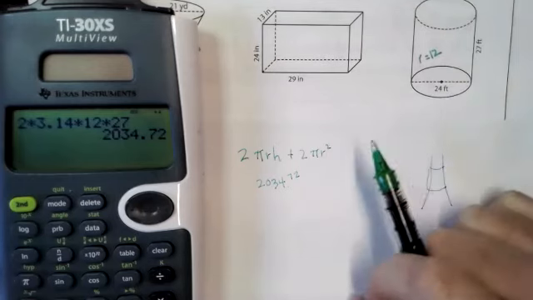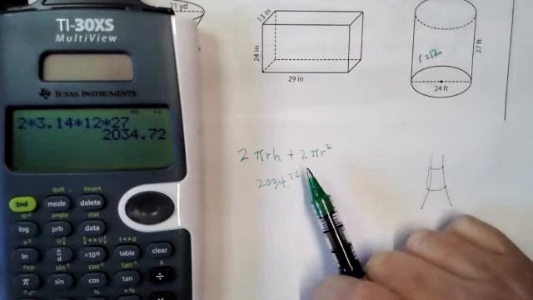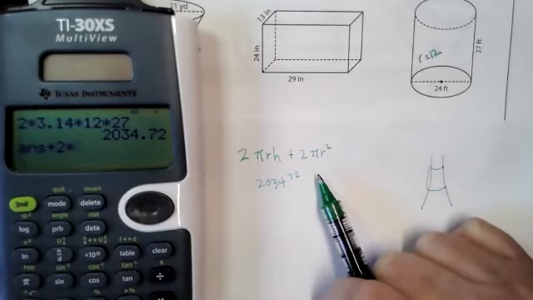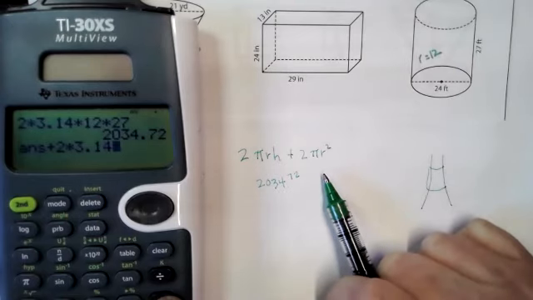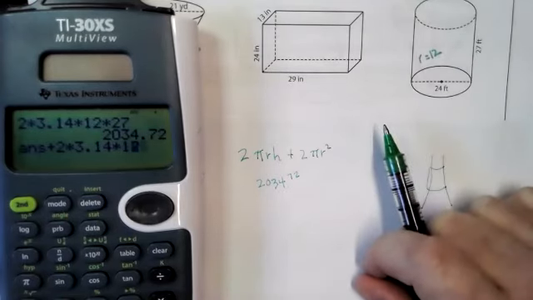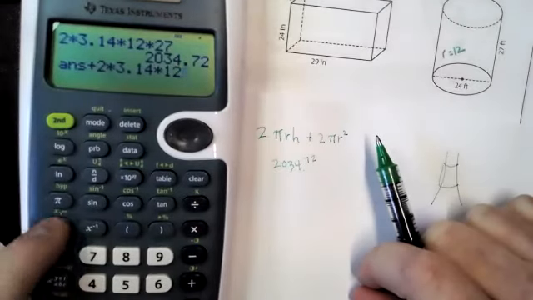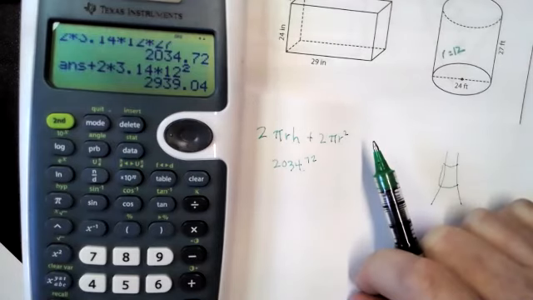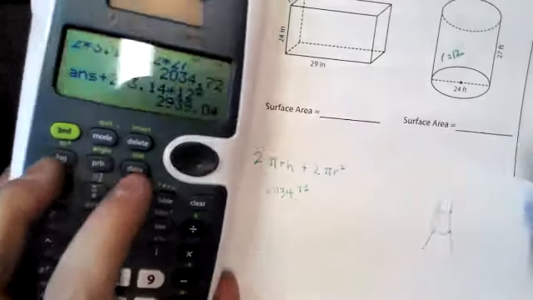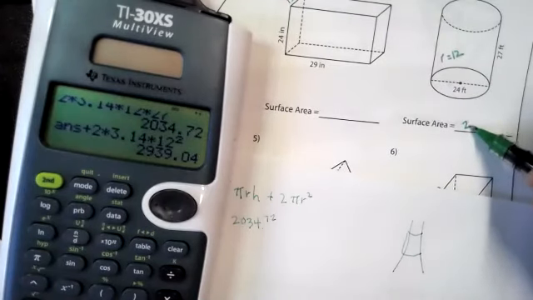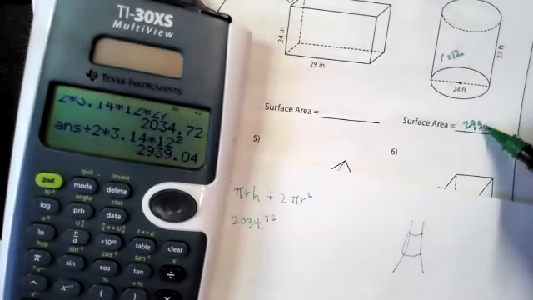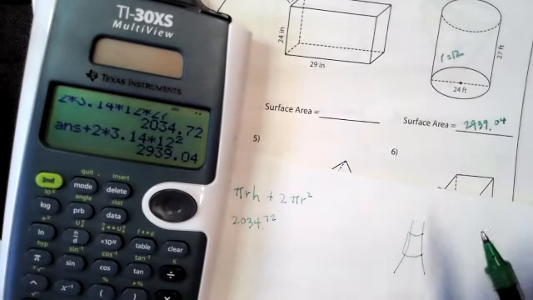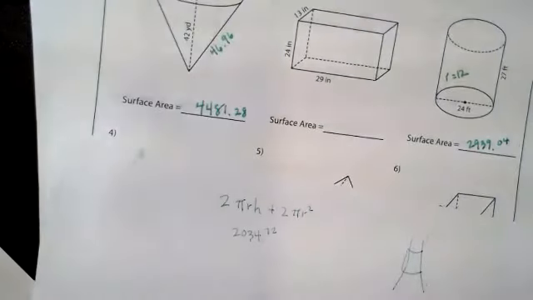Now, since this says both top and bottom, we're going to continue with this portion. Plus 2 times pi, 3.14, times radius, again, is 12, exponent button, 2, arrow out, enter, 2939.04 square feet. All right, I hope that was helpful.